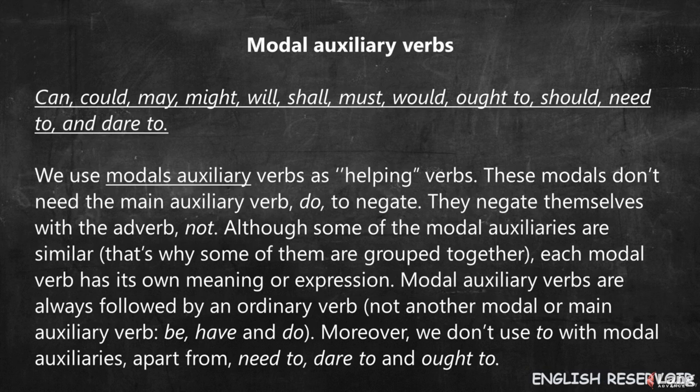We use modal auxiliary verbs as helping verbs. These modals don't need the main auxiliary verb do to negate. They negate themselves with the adverb not. Although some of the modal auxiliaries are similar, that's why some of them are grouped together, each modal verb has its own meaning or expression. Modal auxiliary verbs are always followed by an ordinary verb, not another modal or main auxiliary verb, be, have, and do. Moreover, we don't use to with modal auxiliaries, apart from need to, dare to, and ought to.